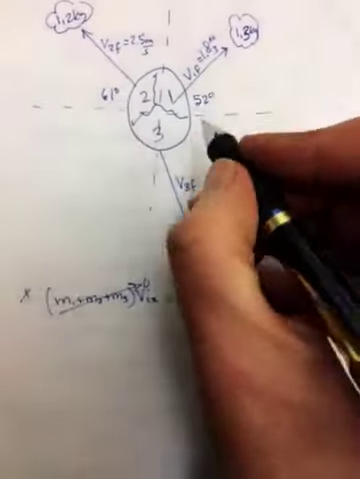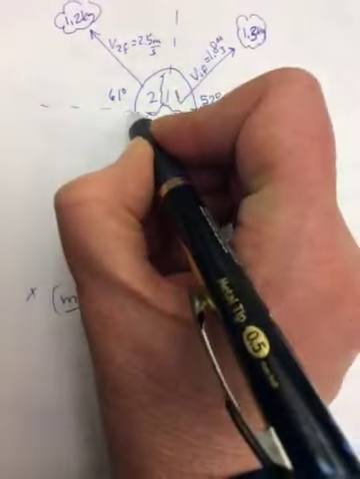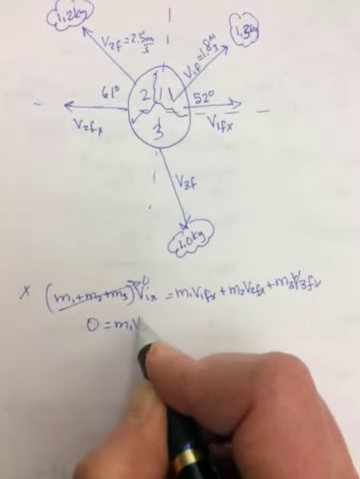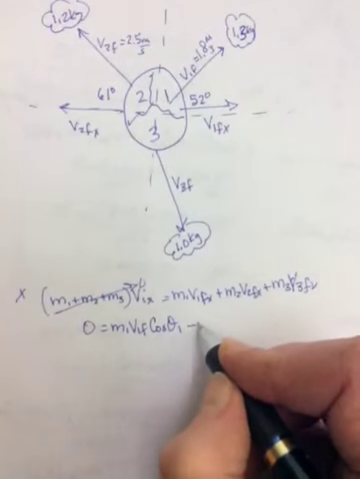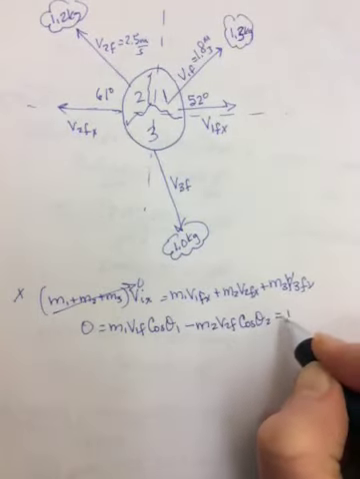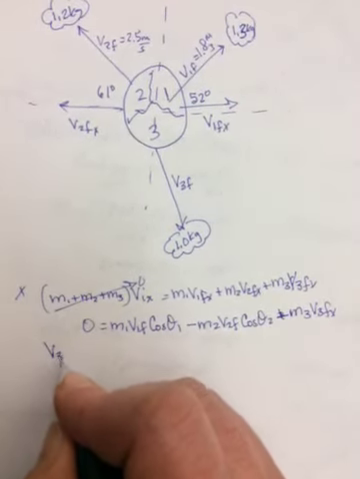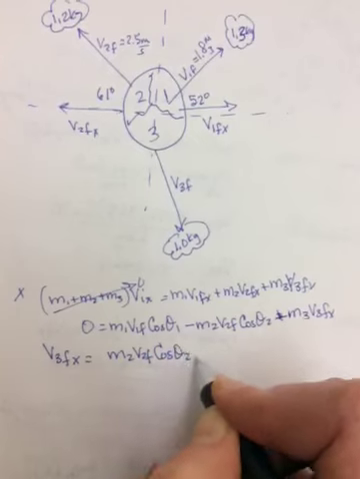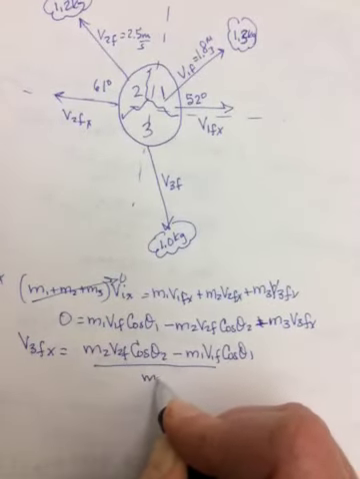Now remember what we said the other day when we were doing this example. You got to be careful of your positives and negatives. v1fx is going positive. v2fx is going in the negative direction. So this will be m1 v1f cos theta 1, and then this one will be minus m2 v2f, also cos theta 2, equal plus m3 v3fx. Okay, so now you're going to take them to the other side, and their signs are going to flip. So the m2 v2f cos theta 2 will become positive, and the m1 v1f cos theta 1 will become negative, and you're going to divide by m3.